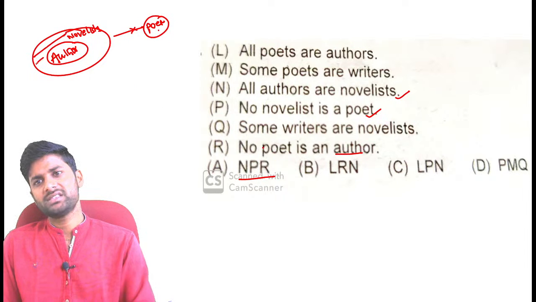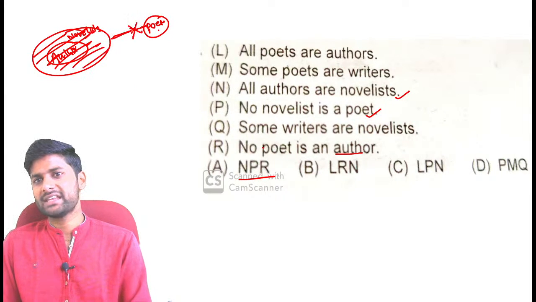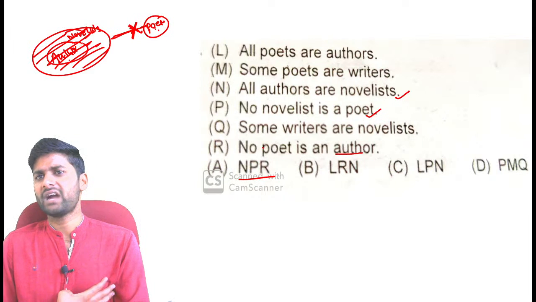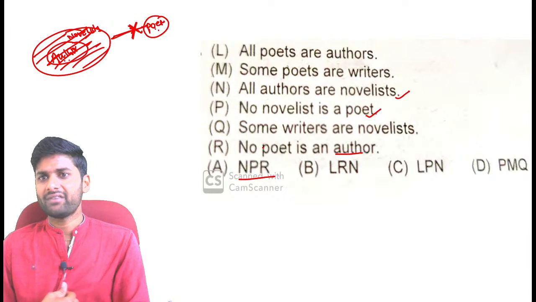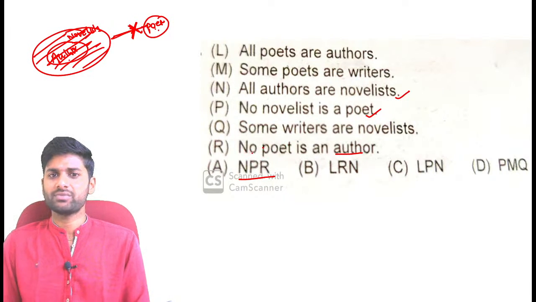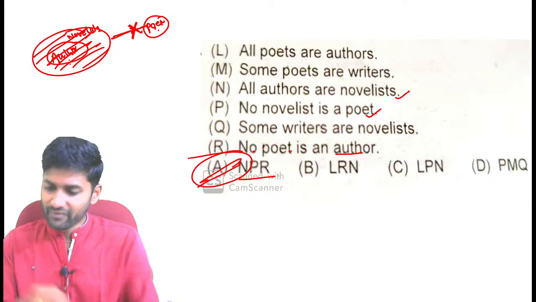Why? Because this is the portion. We cannot assume with a poet, because I am taking it as a negative symbol here. So the conclusion is no poet is other. There is no other assumption, because the poet circle we can't connect with a novelist or other. So he also mentioned the same thing, guys. No poet is an other. So poet we cannot replace with the other. So A can be the perfect answer.